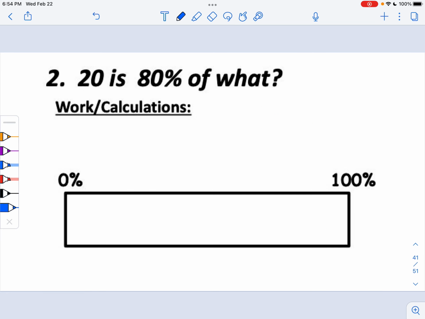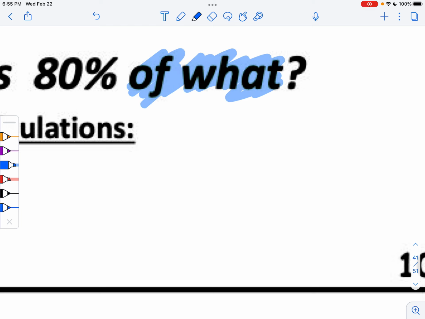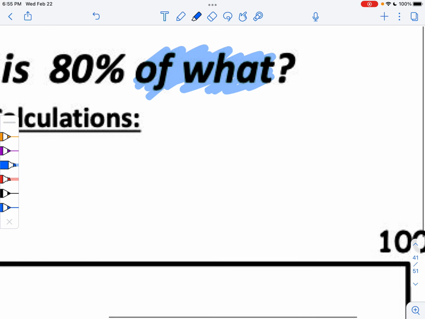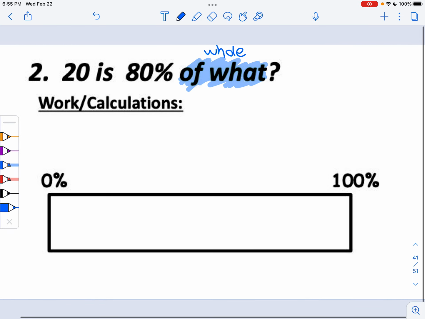Problem number 2 says 20 is 80% of what? So I see the word of, right? Of, and then it says what? So in this case, we do not know the whole. Of tells us the whole, but because it says what, that means a question mark goes below 100%, and that's where our answer is going to be.